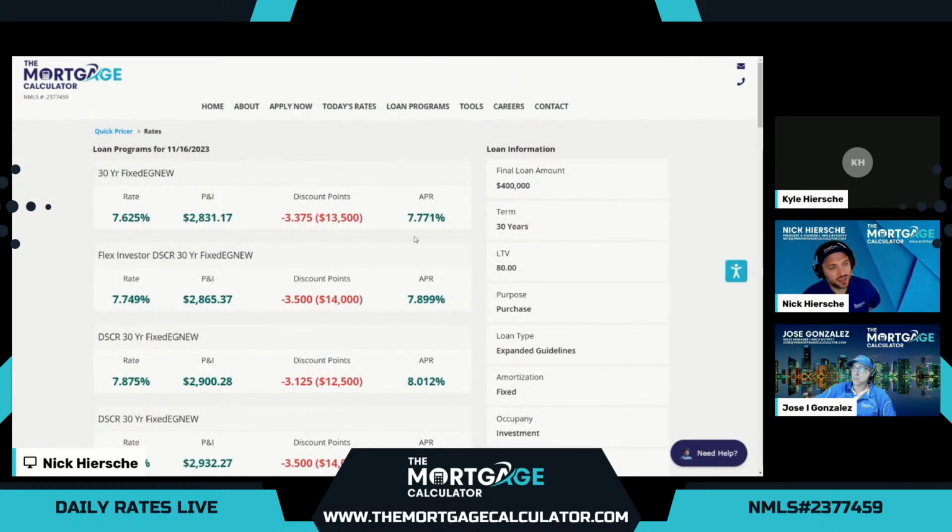All right. Not quite beating conventional today, but this did move down a little bit. It looks like 7.625 rate, 3.375 discount points and cost, 7.771 APR for a DSCR. Conventional was, I believe, 7.6. So conventional, for the first time in about a week, has beat DSCR.